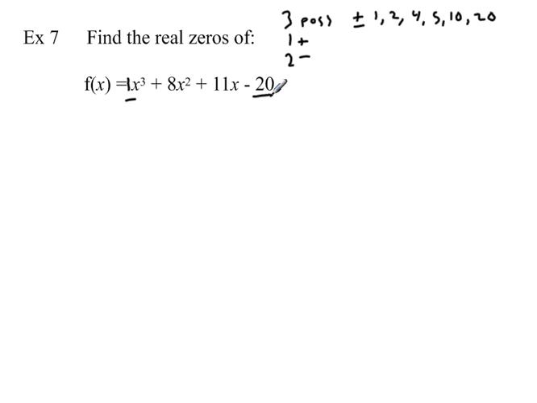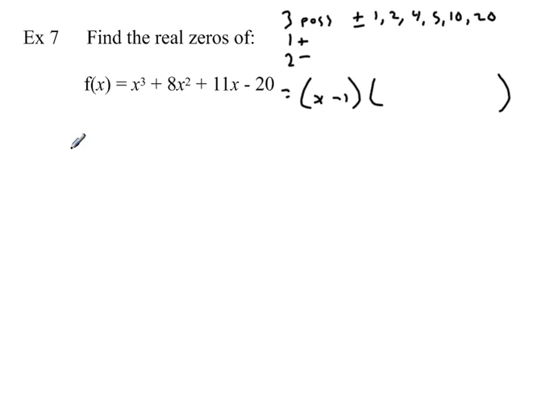So let's just start with the simplest one, the number 1. If we plug 1 in here, we get 1 plus 8 plus 11 minus 20. Guess what? The number 1 works. So I'm going to erase my work here. Since the number 1 is a 0, that means x minus 1 is a factor.